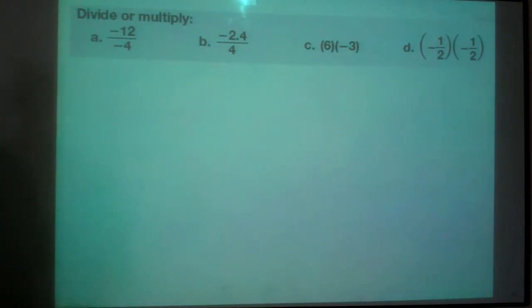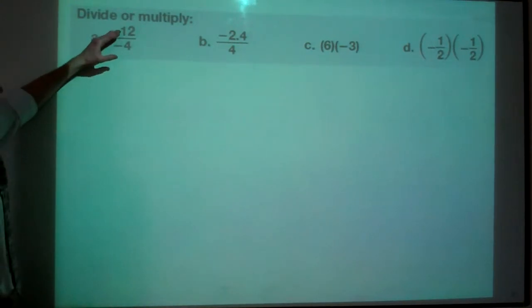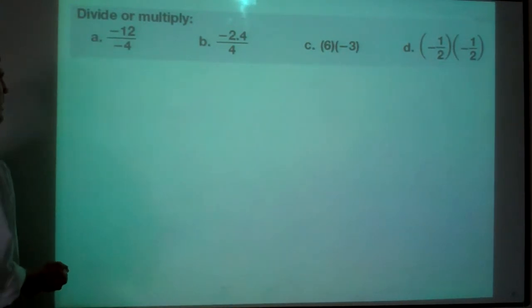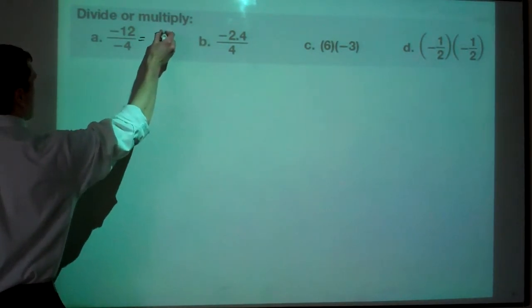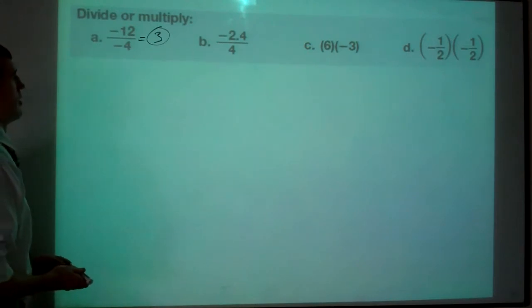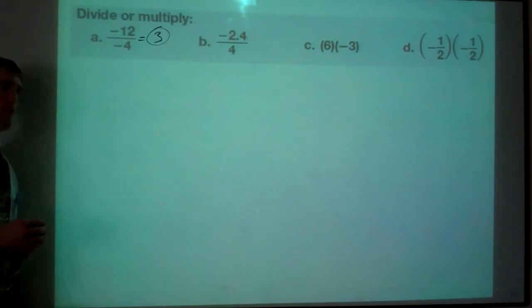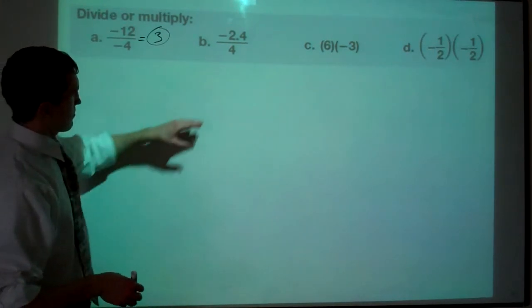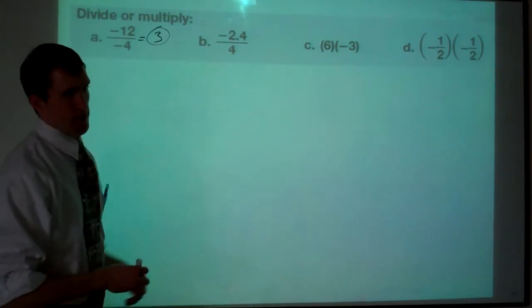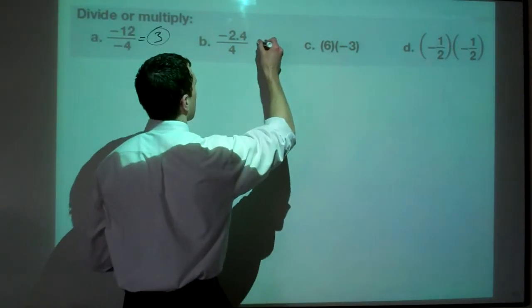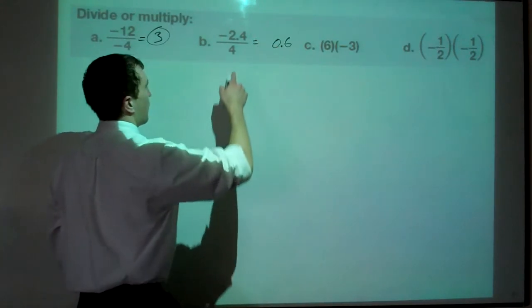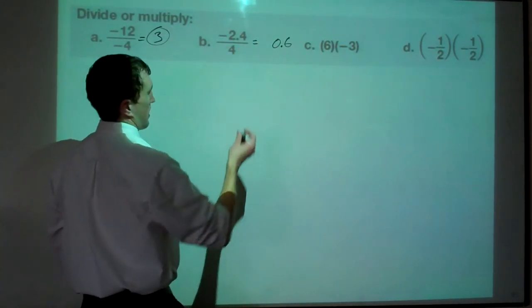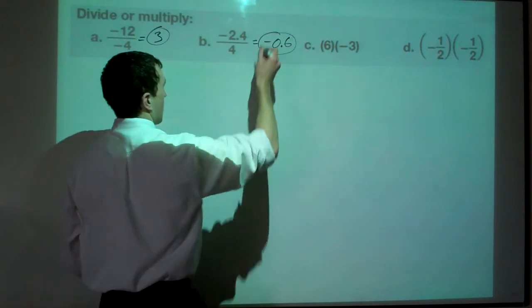So here we have A, -12 divided by -4. Same sign, negative, negative, we divide, we should get a positive. So 12 divided by 4 is 3, +3. B, negative 2.4 divided by 4. Here this is a fraction, we can represent this as a decimal. So 2.4 divided by 4 is 0.6. And we have opposite signs, a negative and a positive, so this will be a negative.